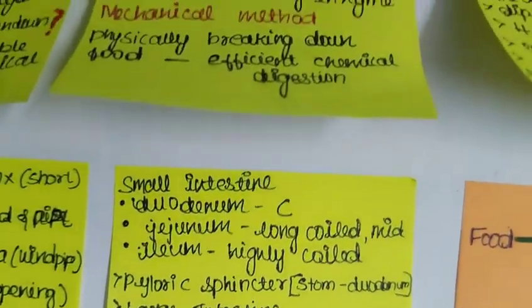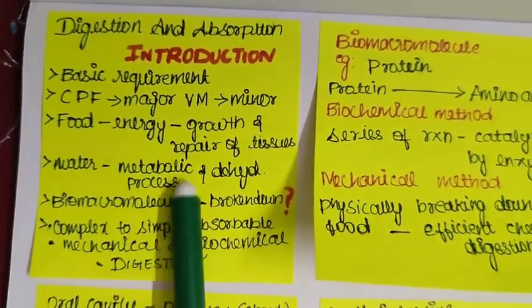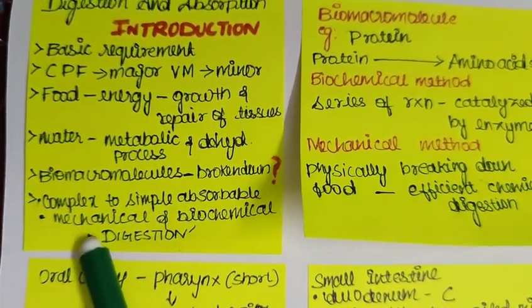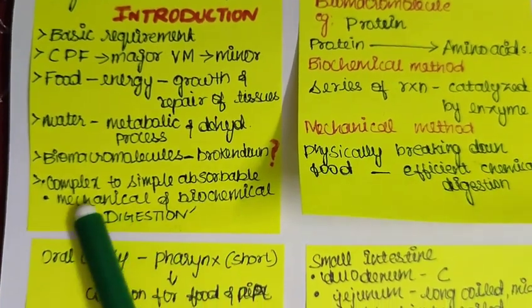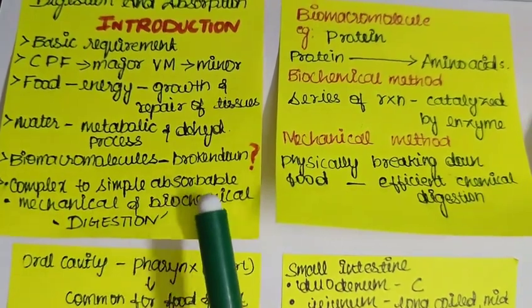I hope now it's clear for you. So we are starting with the digestion. What are the basic requirements? Food and water, and how the complex substances from the food are getting digested. What is the process of digestion? It is also of two kinds, that is mechanical and biochemical.